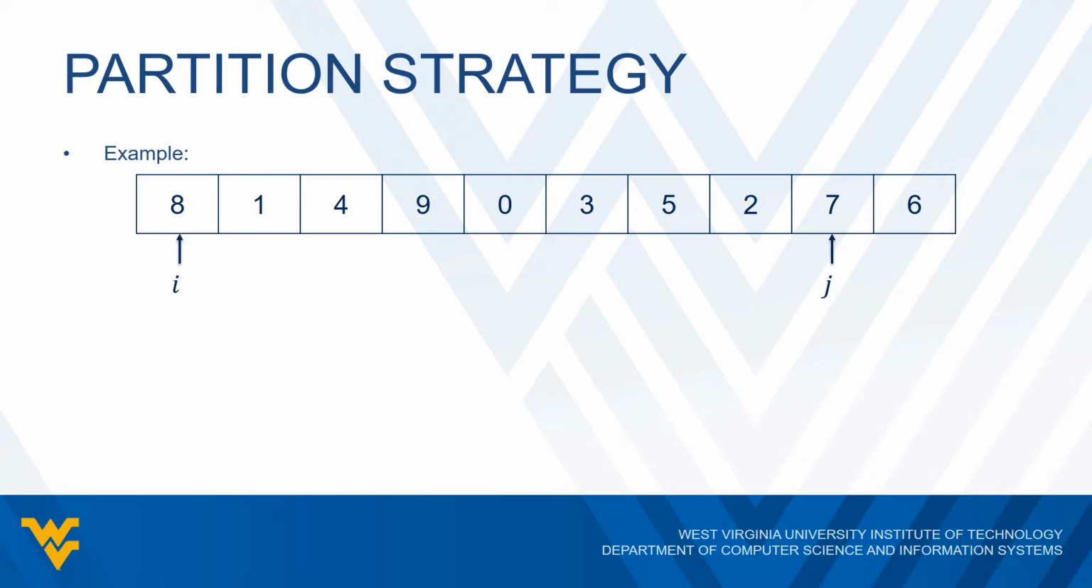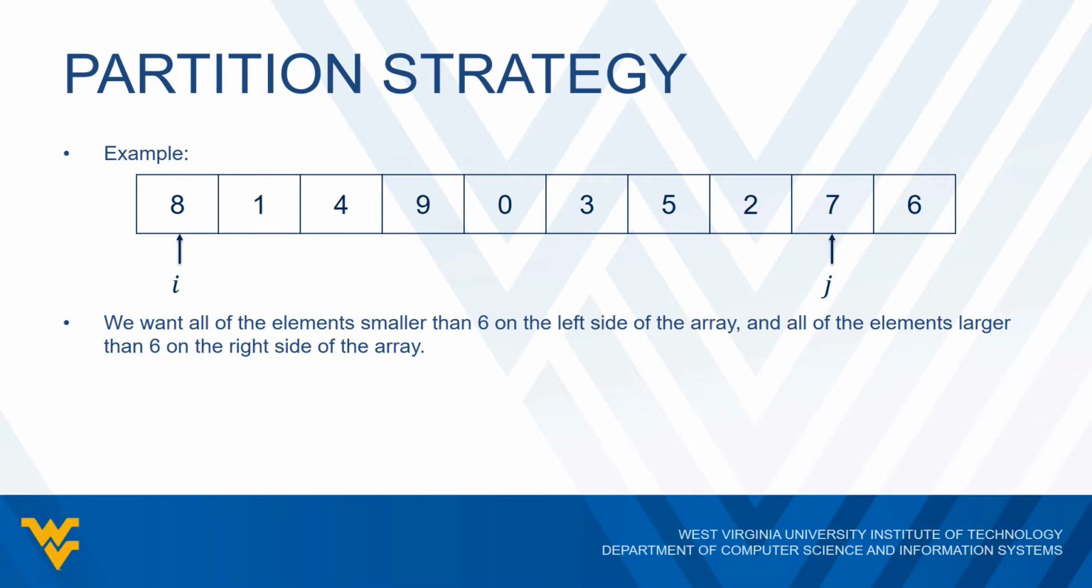So what we want to do with this partitioning is that we want all the elements that are smaller than 6 on the left side of the array, and we want all the elements that are larger than 6 on the right side of the array. Because remember, we're not creating an additional array for partitioning all these. We're still going to use the same array to do this partitioning. So the idea is move all the smaller elements to the left, move the larger elements to the right.